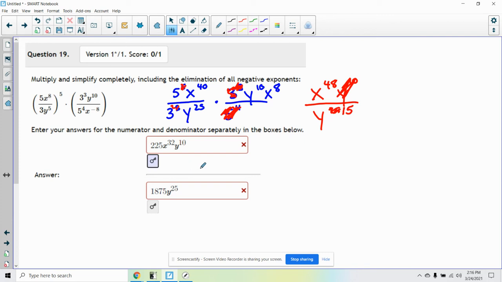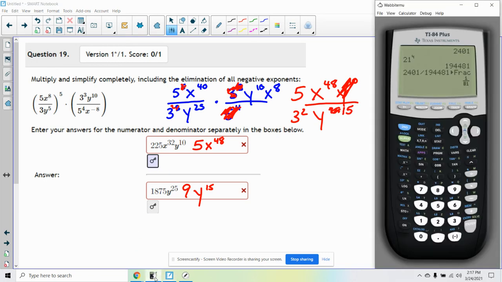So you should just put in the top, we have 5. I forgot the 5 here. 5 x to the 48th over y to the 15th. Sorry, this is 3 squared. That should be a 9 down here too. The 3 squared, I also forgot. Like that.